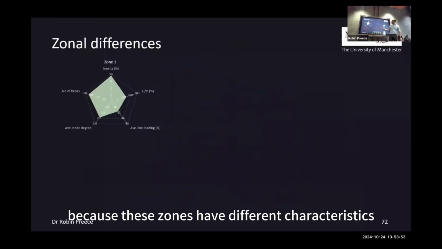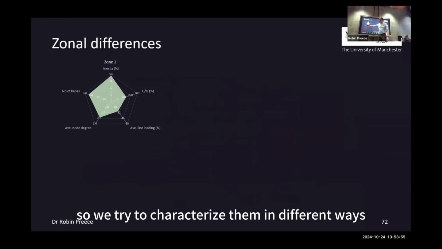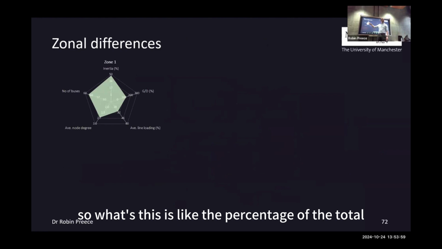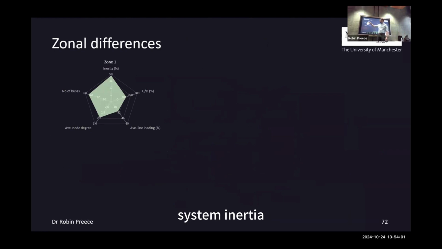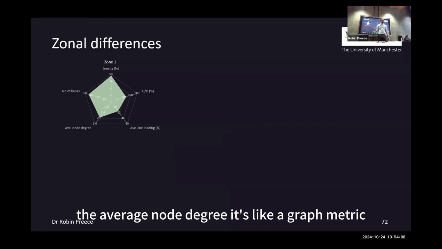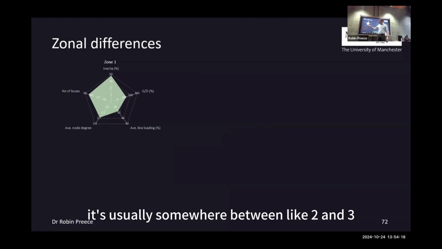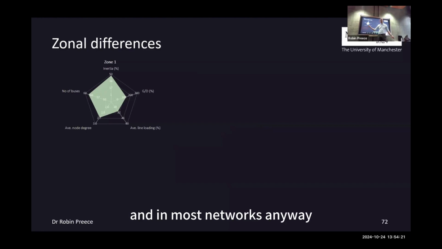Because these zones have different characteristics, we tried to characterize them in different ways. You can just about see. So inertia: this is the percentage of the total system inertia that they have, just the number of buses. So how big is that region? The average node degree is a graph metric. So how connected is it? It basically tells you the average number of other nodes that each node is connected to. It's usually somewhere between 2 and 3 in most networks anyway.